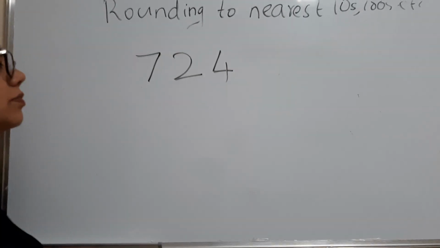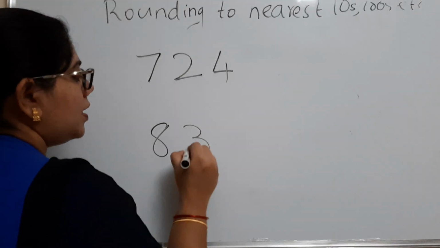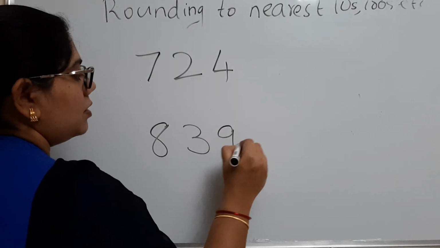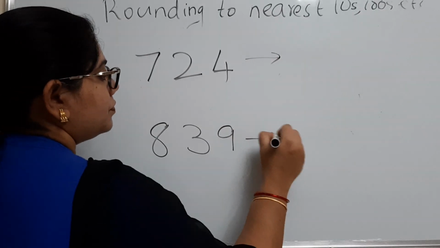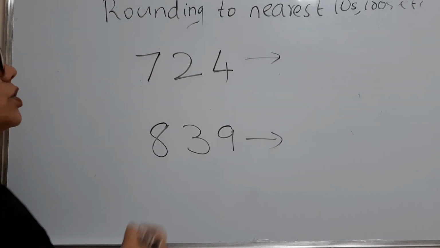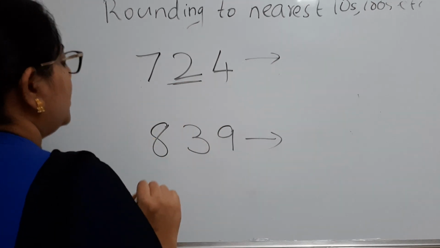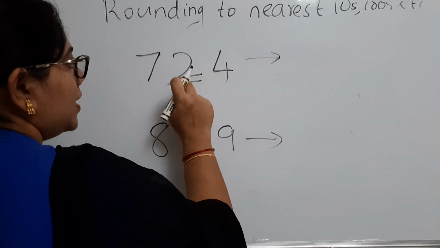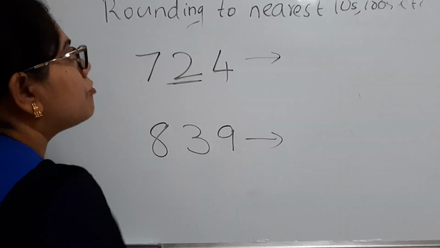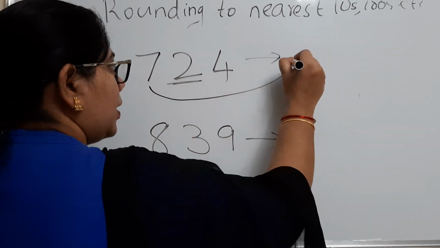724. Okay, 839. Two questions we can check. So first, 724. Rounding to the nearest hundreds means check the tens place. Here the tens place is less than 5. So this number remains the same.